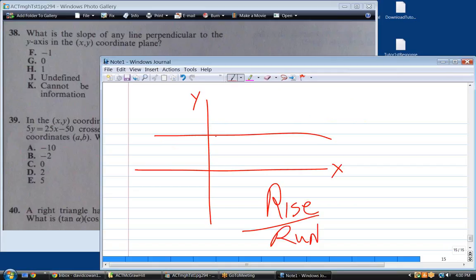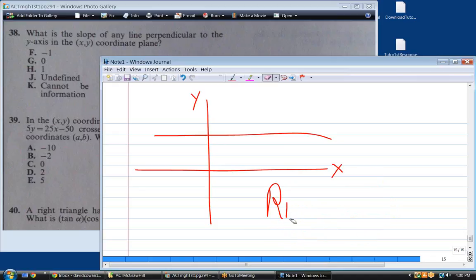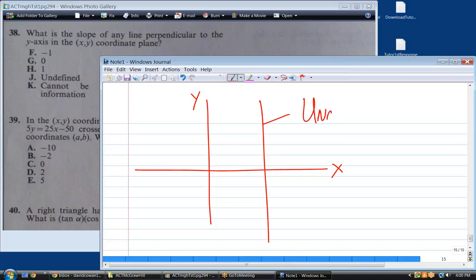Right. Well, there's no rise. The rise is 0 everywhere you go. So it's 0 over whatever run you want to put in there. And 0 divided by any number is 0. So the slope is 0 of a horizontal line. The slope of a vertical line is infinity or undefined. So undefined could have been an answer, but it wasn't on this one.